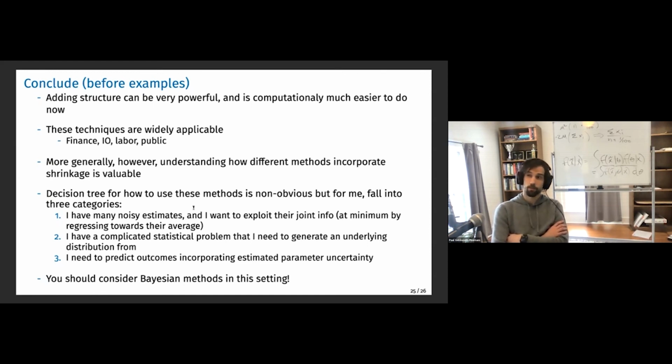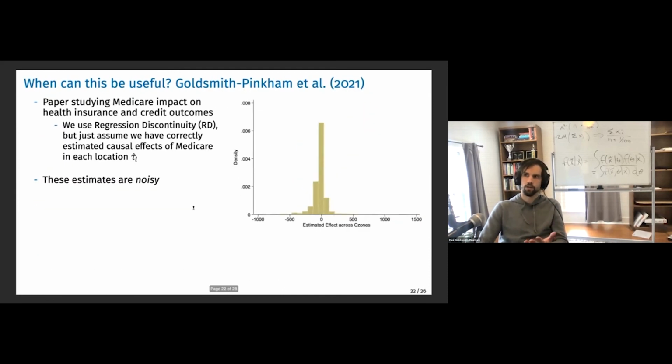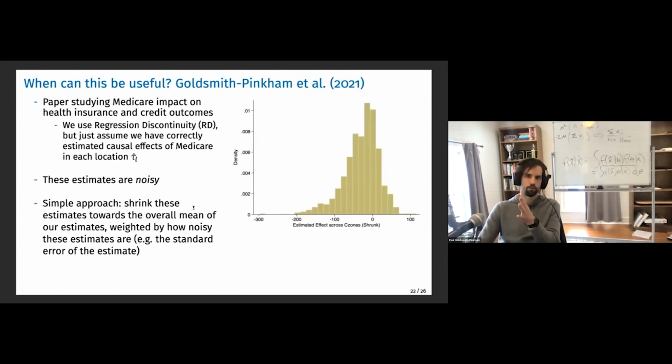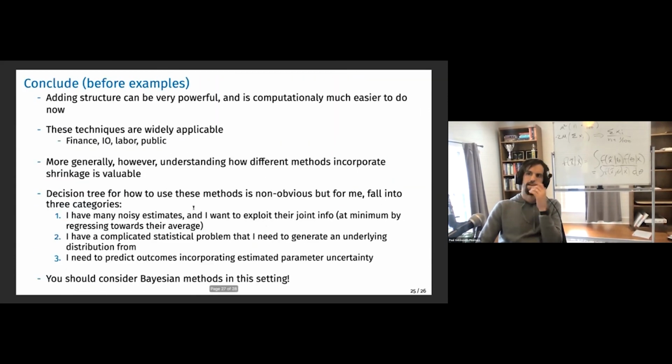I think these methods are widely applicable in a lot of settings. Finance and IO are two of the examples, but in labor and public, empirical Bayes methods are coming up more and more. One thing I didn't mention here is that part of the reason empirical Bayes is so valuable is that you don't have to do any of this posterior estimation. You can just say, I have my estimates and then I shrink them towards something else. I don't need the posterior distribution per se. It's not quite as much work, is what I'm saying.